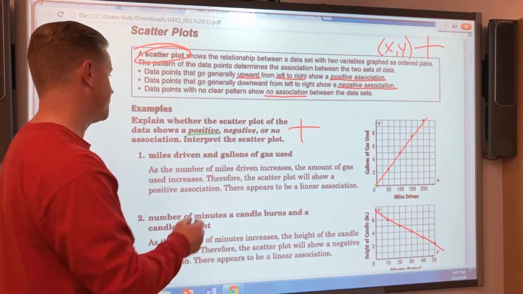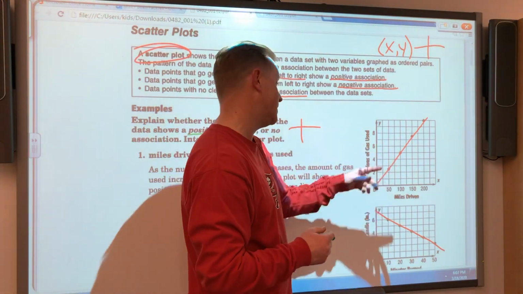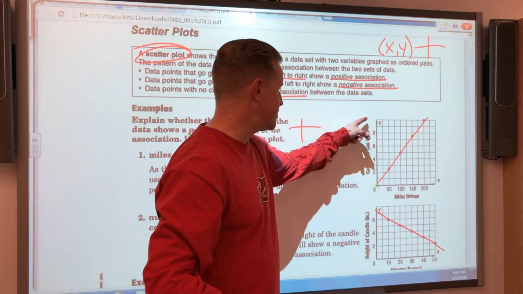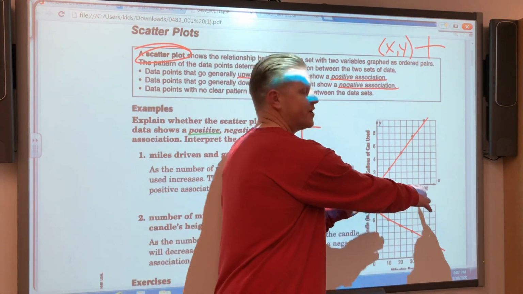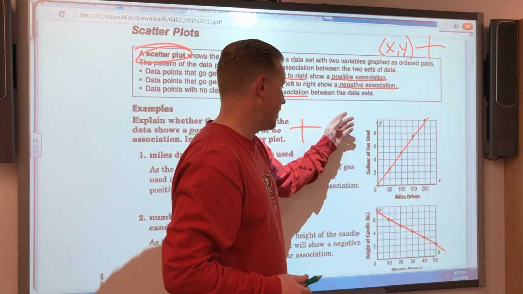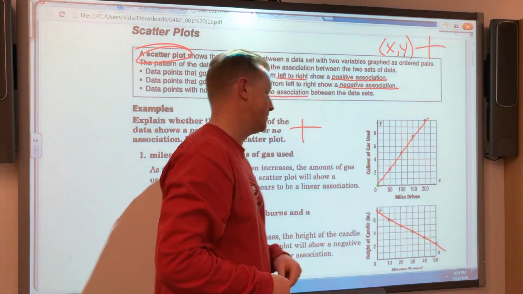Positive association. Interpret the scatter plot. That means what do these numbers mean? This means for every mile driven, how much gas is being used. So the more miles that we drive, the more gas we use. Or more gas gets used the further that we drive.